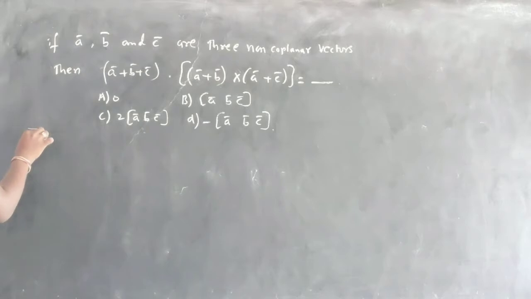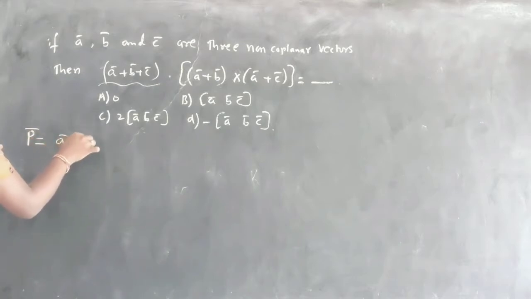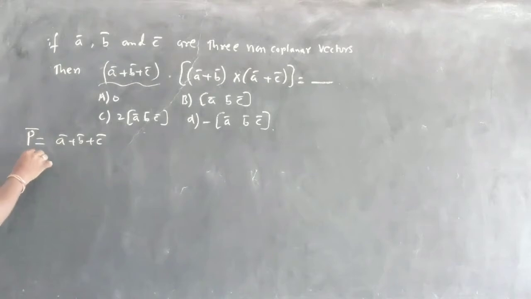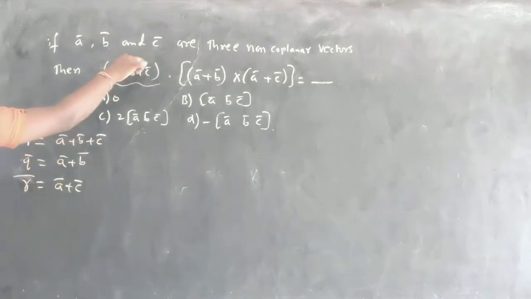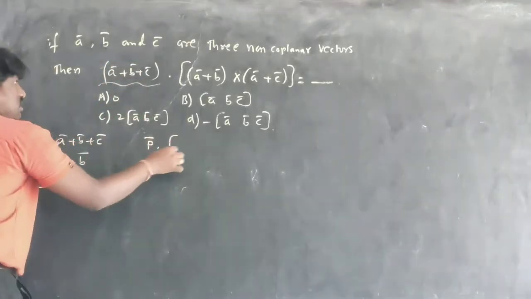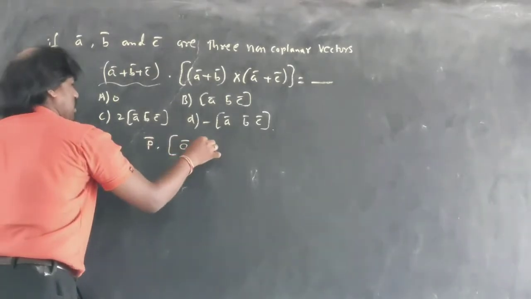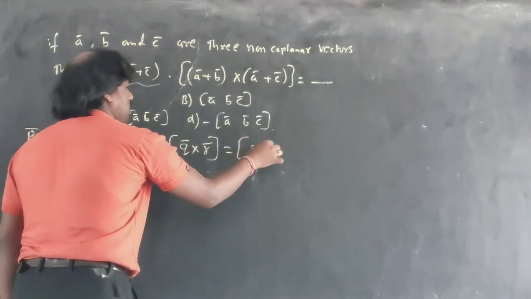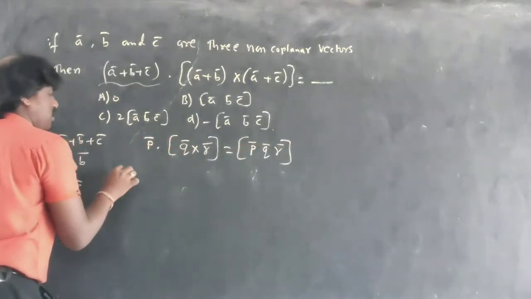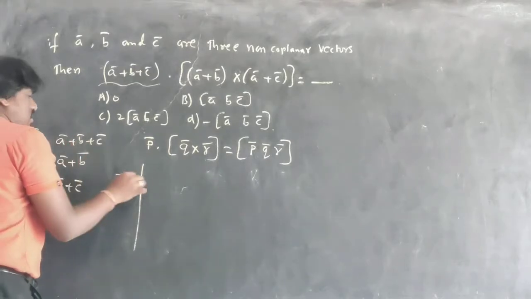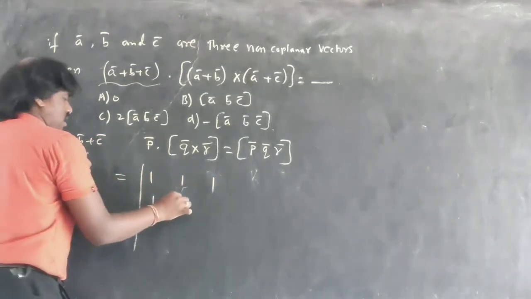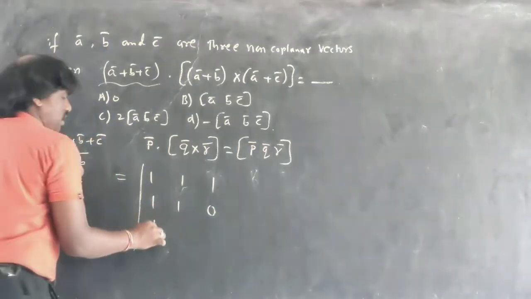Let us consider P is equal to A vector plus B vector plus C vector, and Q is equal to A vector plus B vector, and let us take R vector equal to A vector plus C vector. It means this is P vector dot, Q vector cross, R vector. So what is this here? Box PQR. How do we find box PQR? We take the coefficients of these. So what can I take here? 1, 1, 1. 1, 1, 0. 1, 0, 1.